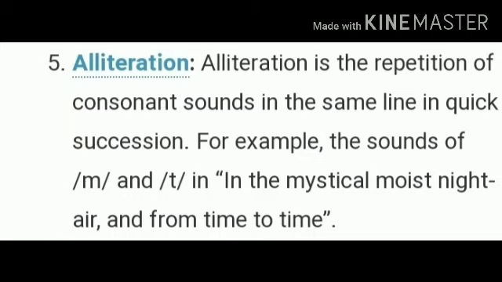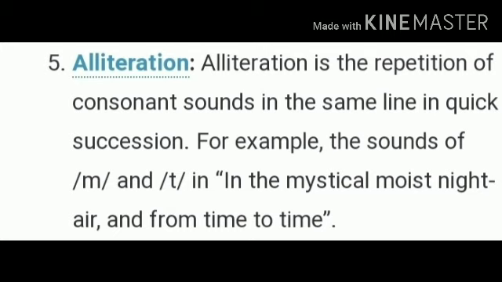Alliteration is the repetition of consonant sound at the beginning of the word in the same line. For example, in the line, in the mystical moist night air and from time to time. In the words mystical and moist, the consonant sound M is repeating and it is at the beginning of the words. And also in the phrase time to time, the consonant sound T is repeating and it is at the beginning of the words time to time.